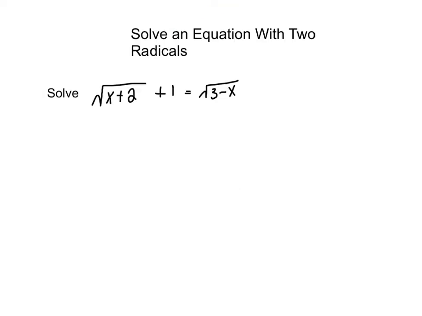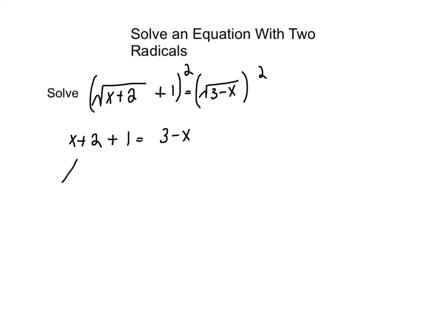Up until this point, we've solved equations with simply one radical, and now we're moving on to two radicals. We're going to approach these problems very much the same way as we did with one radical. We're going to square both sides to get rid of our radicals. This leaves us with x plus 2 plus 1 equals 3 minus x. False.